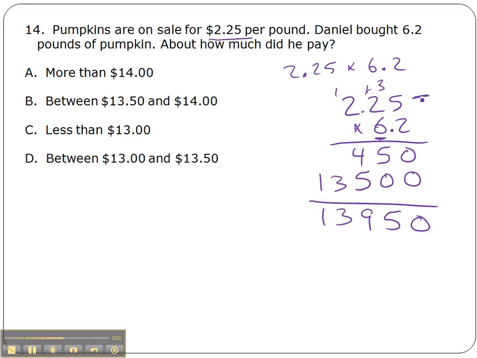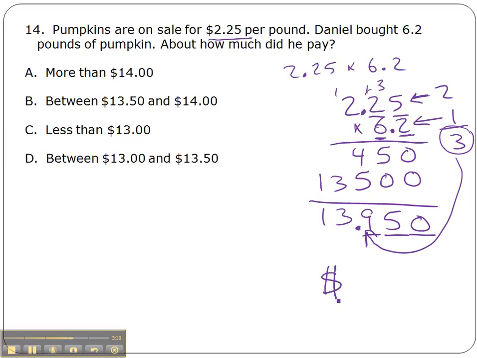Now, my first factor had how many decimal places? I look at the decimal, how many digits are after the decimal? 2 digits. So I have 2 decimal places here. My second factor, here's my decimal, how many digits after the decimal? 1. So I have 1 decimal place here. Add those up, 2 plus 1 is 3. I should have 3 decimal places in my answer. So I want 3 digits after my decimal. So the decimal goes right there. And expressed as a price, that would be $13.95.